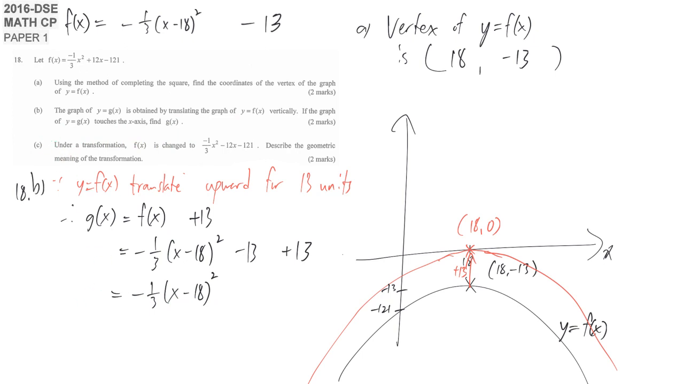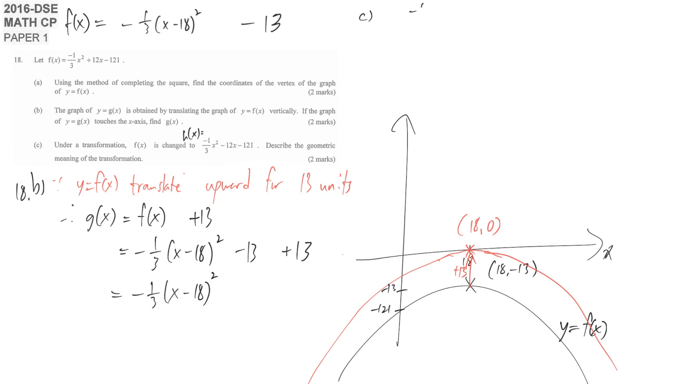Now the last part is about part C. When this is changed to this function, maybe it's another function, maybe you may call it h(x) if needed. We have to describe the geometric meaning of this transformation. The key point is you have to use f(x), the original function, to express the new function here, so that by observing the change of the function, you can know the geometric meaning of the transformation.